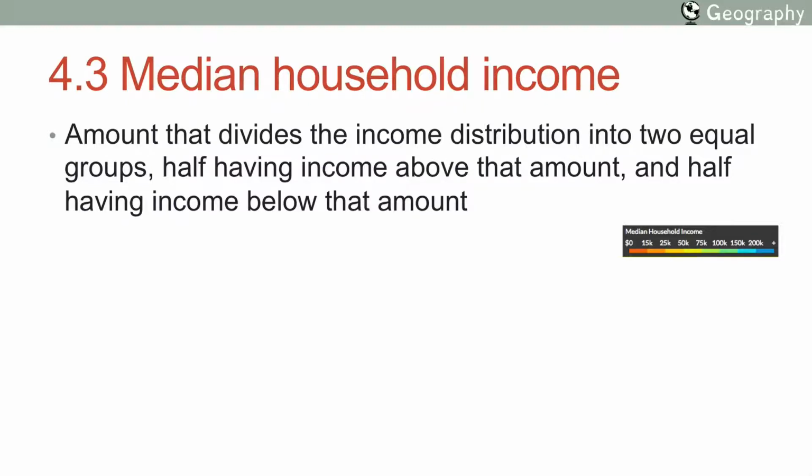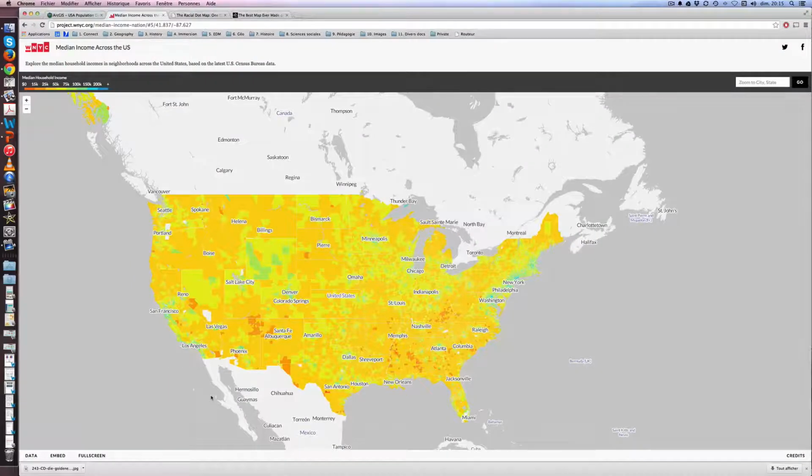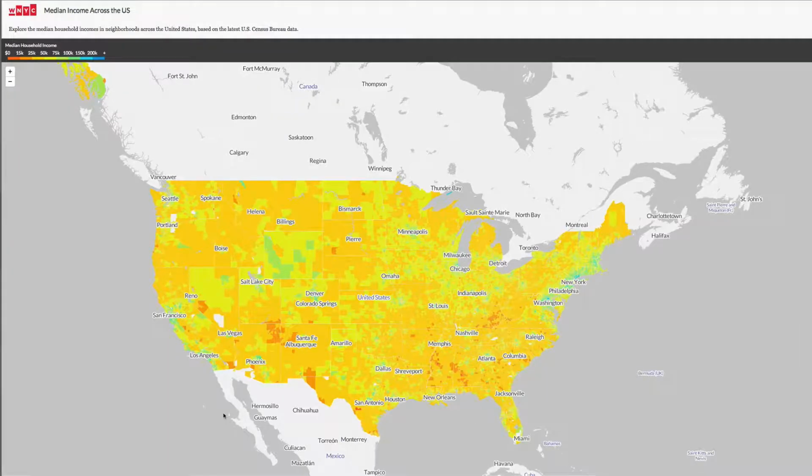The median household income is the amount that divides the income distribution into two equal groups, half having income above the amount and half having income below the amount. I will show you an interactive map here. This interactive map shows the median household income in the US. In other words, it shows how wealthy or rich the families are. The poorest families can be seen in red, and the wealthiest families can be seen in blue.